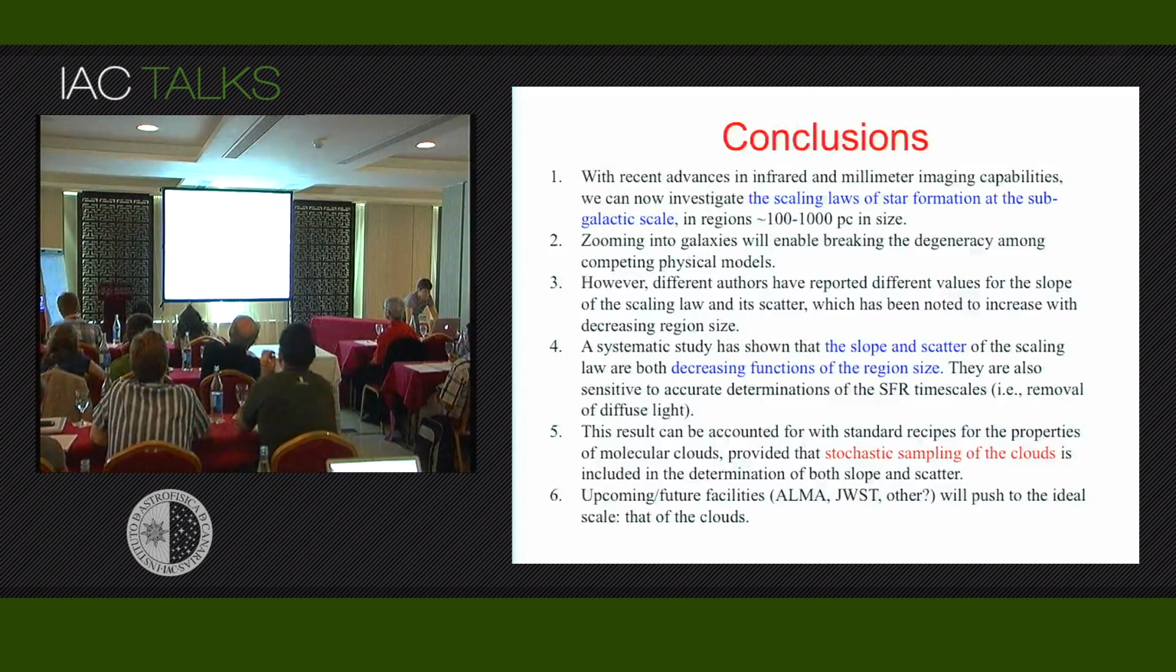And in particular, the observation that the slope and the scatter of the scaling law are both decreasing functions of the region size has not been fully appreciated yet. More measurements will be needed to actually see if it's a general property of all galaxies. But this result can be accounted for once you take into account that within your regions, you're actually stochastically sampling the molecular clouds. The moment we'll be able to look at clouds individually, we'll have a much better handling of what is happening. Thank you.